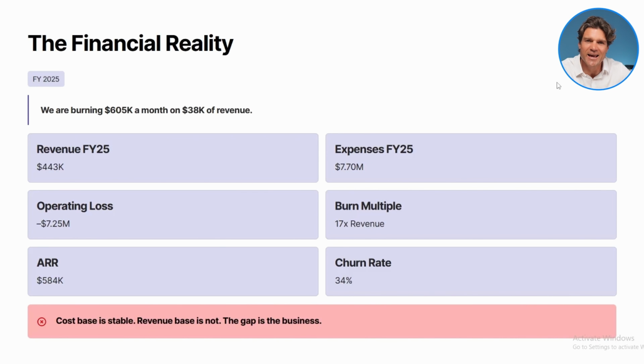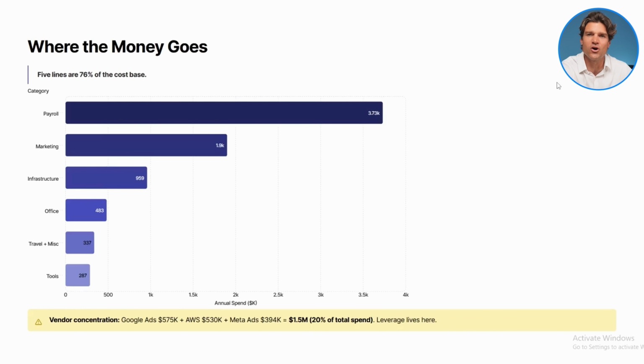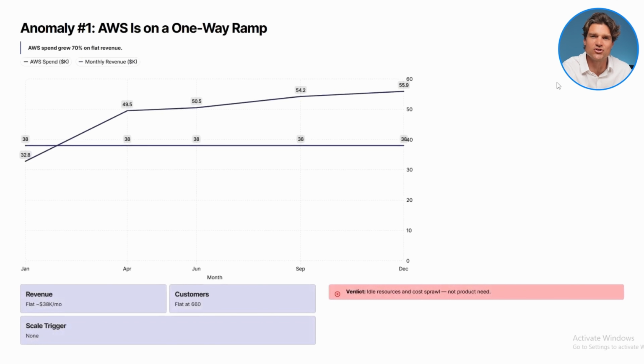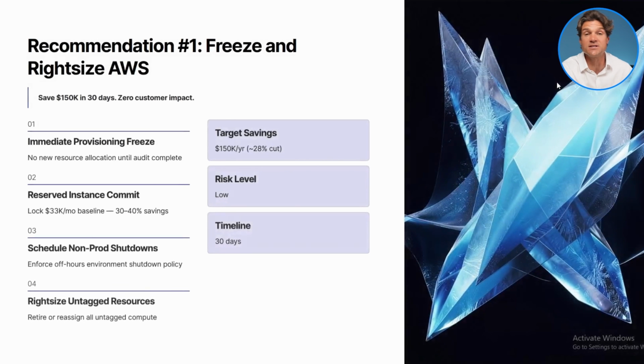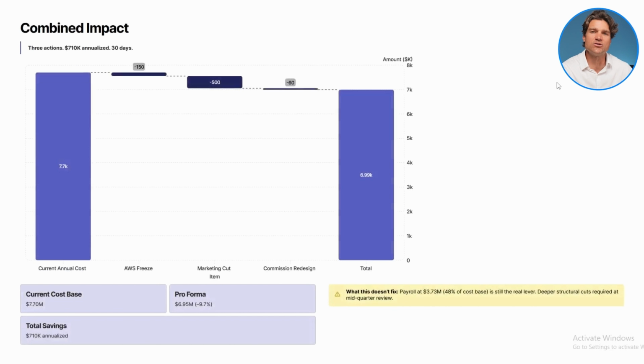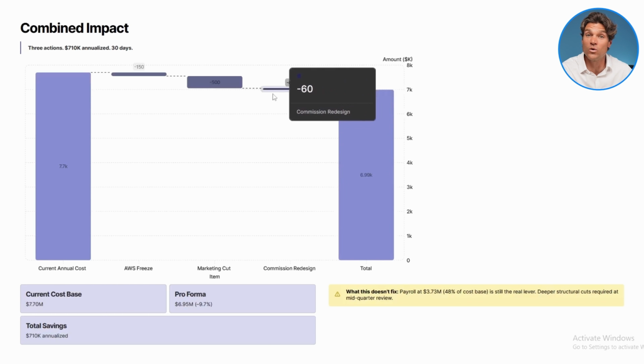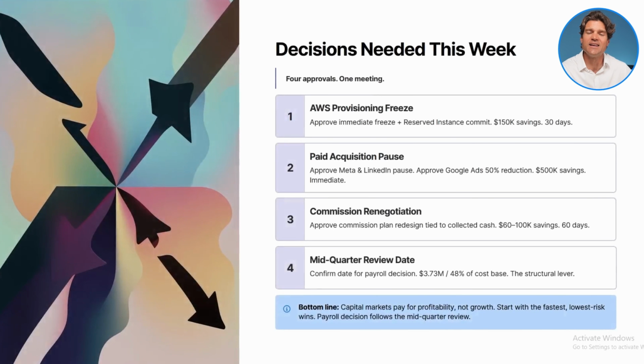The next slides hit the headline financial picture, visualize cost concentration, turn the anomalies into trend charts with clear labels, and convert each recommendation into a structured execution plan with savings, timelines, and risk levels attached. The second last slide aggregates everything into a waterfall showing the cost base moving down once the actions are applied. And the final slide lands on decisions needed this week, with explicit approvals tied to savings and timelines. Now, the whole flow inside a single session, from raw financial data to a deck a CFO can walk into a meeting with.